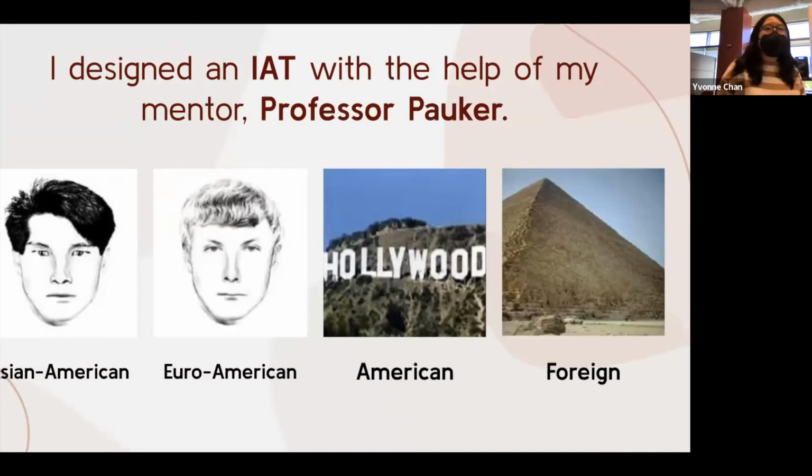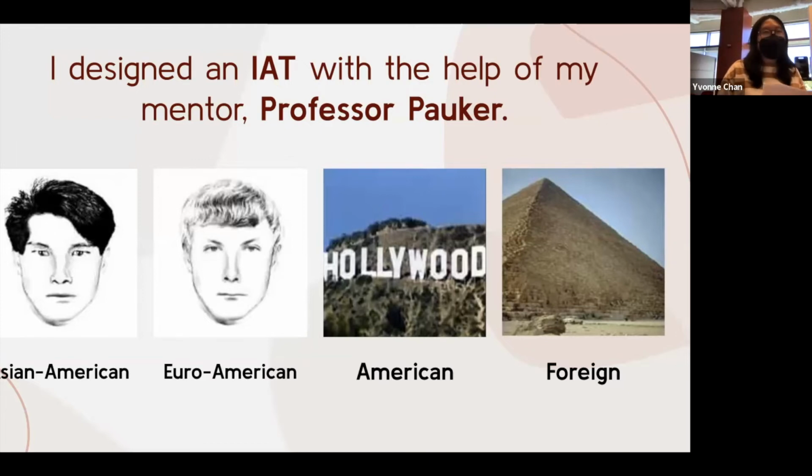With the help of my mentor, Professor Parker, and her lab, I designed my own implicit association test using Harvard tested and approved images of faces and landmarks. So these are some examples of the images I used. Here we have Asian American faces, Euro American faces, images of American landmarks, and images of foreign landmarks. So if it's easier to sort Asian American faces with foreign landmarks and harder to sort them with American landmarks, the assumption is maybe they have a bias, maybe it's easier for them to associate Asian Americans with foreigners.